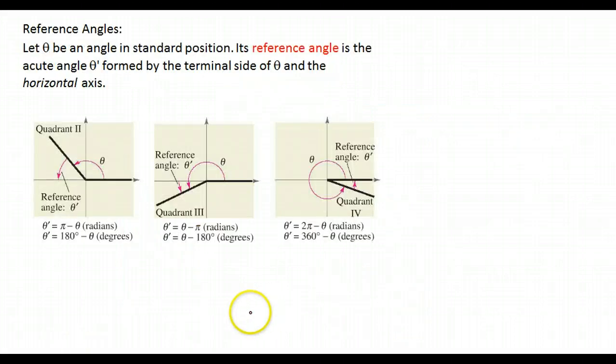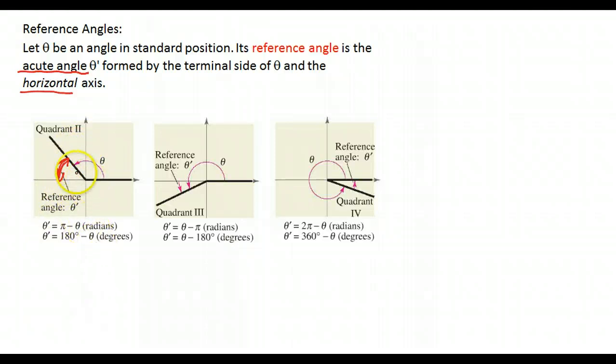So what we're doing is making use of things called reference angles, and here's what a reference angle is. If theta is a large angle, it's in the second or the third or the fourth quadrant, then we can find the trig functions for theta by using its reference angle. And a reference angle is the acute angle, theta prime, formed by the terminal side of theta and the horizontal axis. That's really important. You will never find a reference angle using a vertical axis. Reference angles are always measured from the horizontal axis, the nearest one.